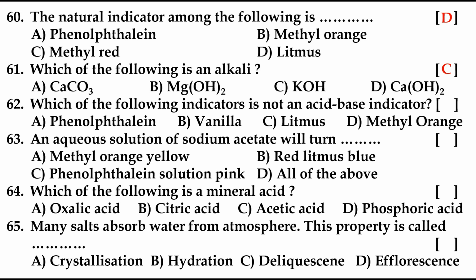62. Which of the following indicators is not an acid-base indicator? A. Phenolphthalein. B. Vanilla. C. Litmus. D. Methyl orange. Answer is D. Methyl orange.